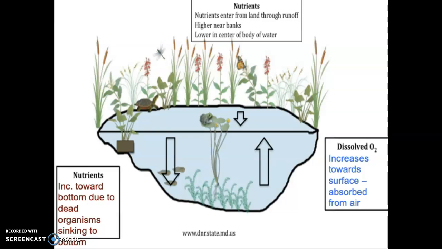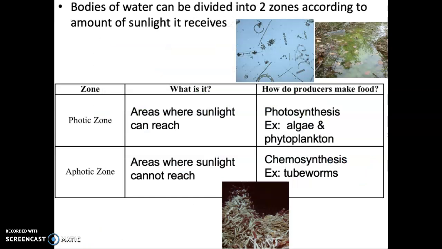Now, oxygen does the opposite. The closer you are to the surface, the higher levels of oxygen, and that's because you are closer to that surface level of air. It also, as I stated, depends on the amount of sunlight. Different aquatic biomes have two main zones depending on sunlight.